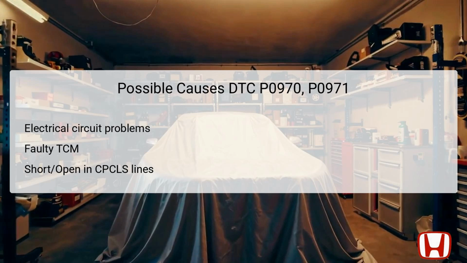The CPCLS line is crucial as it connects the solenoid to the TCM, and any disruption here could trigger these error codes. It is also vital to inspect for loose connections or broken wires, which can be found during the troubleshooting process. Understanding these potential causes is essential for a structured approach to resolving these error codes.